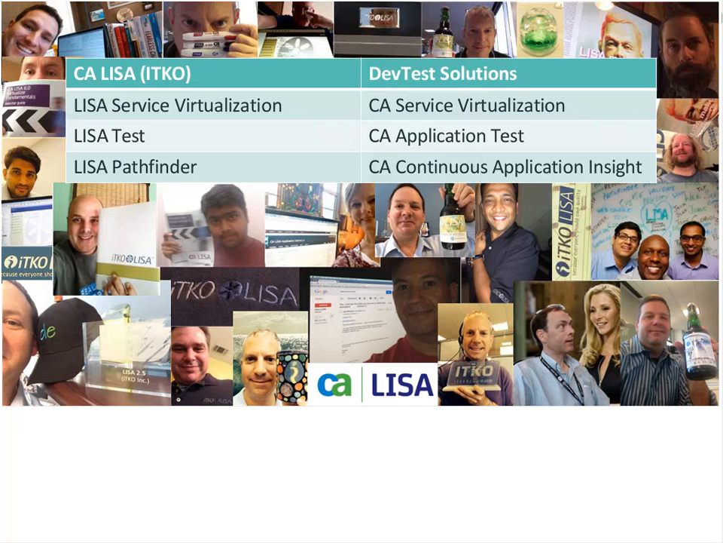And then Lisa Pathfinder, or CA Pathfinder, that name has recently changed, and you are the first customers to hear this new name. I just want to put that out there because you're going to be looking for Pathfinder and not know where it is. The new name is CA Continuous Application Insight, and that was just recently announced, and we will be changing some of the terminology on our community. I wanted you to be aware.